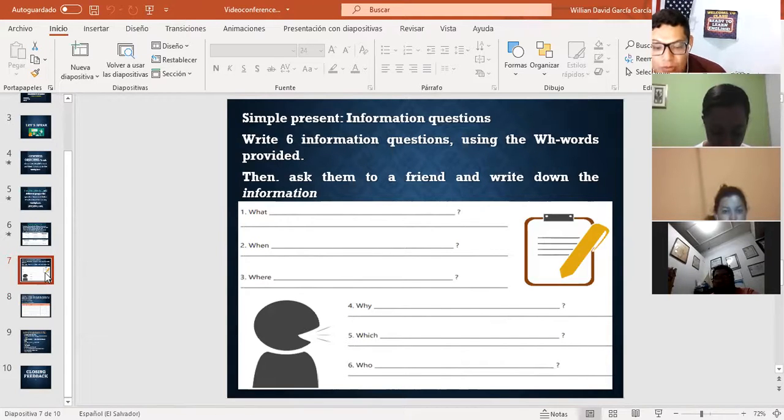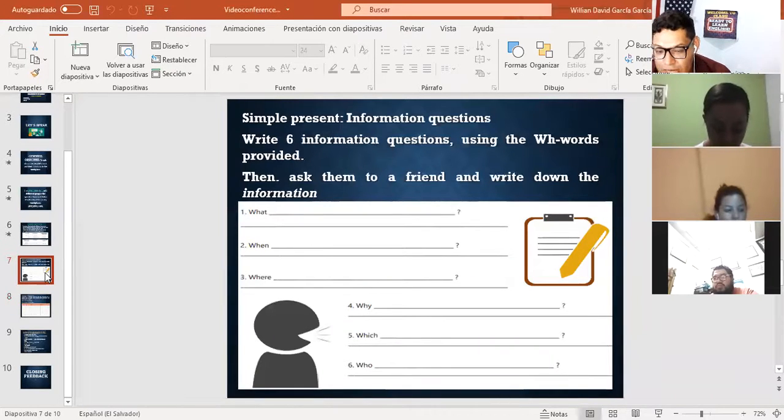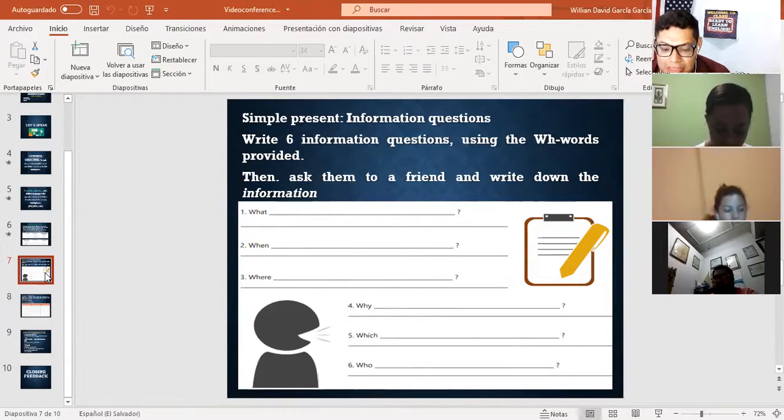One that is going to start with what, the second one with when, the third one where, the number 4 is why, the number 5 is which, the number 6 is who. So in this moment, you're going to write 6 questions. After you write the 6 questions, you have to ask these questions to a partner. You will ask the questions and take notes about the answers. This is actually what you have to do with this part.